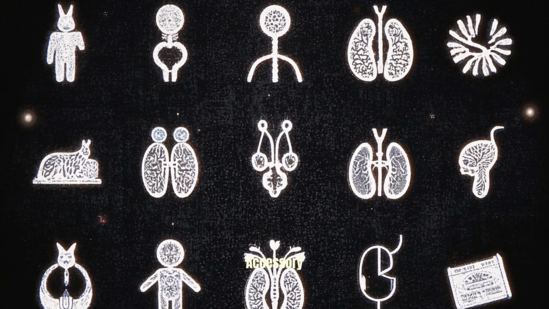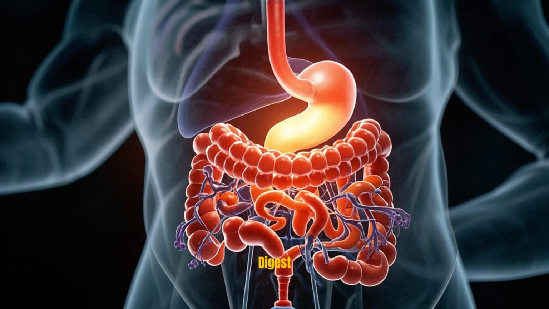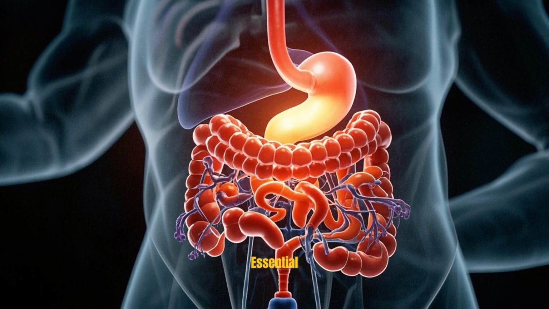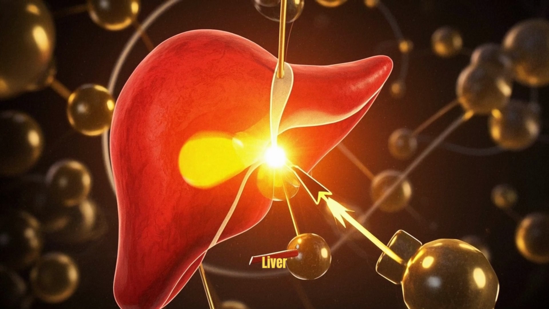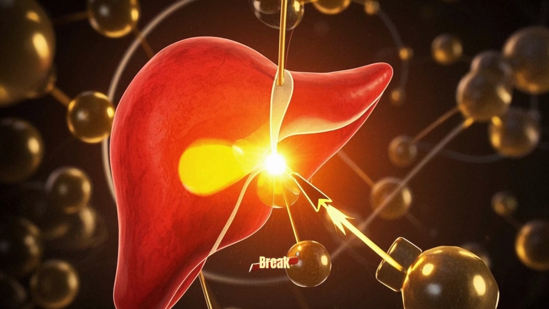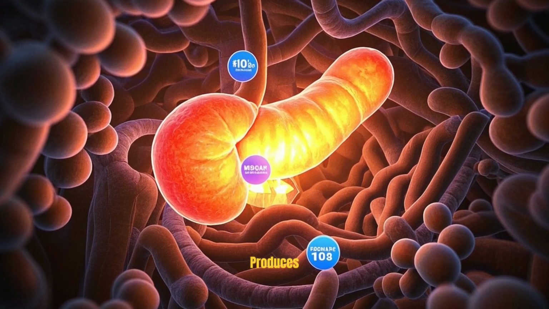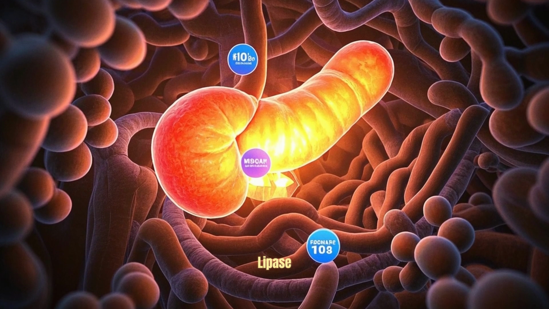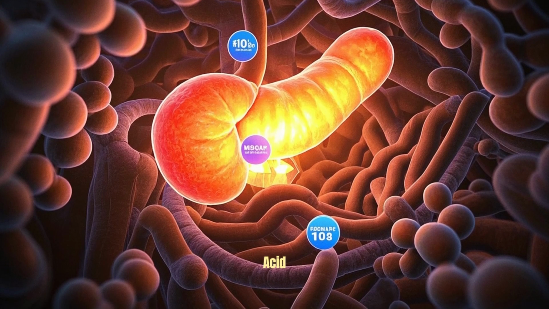Now let's talk about the accessory organs of digestion. These organs don't directly digest food, but they play an essential role in the process. First, we have the liver. The liver produces bile, which helps break down fats. Next is the pancreas. The pancreas produces enzymes like amylase, lipase, and trypsin, as well as bicarbonate to neutralize acid.